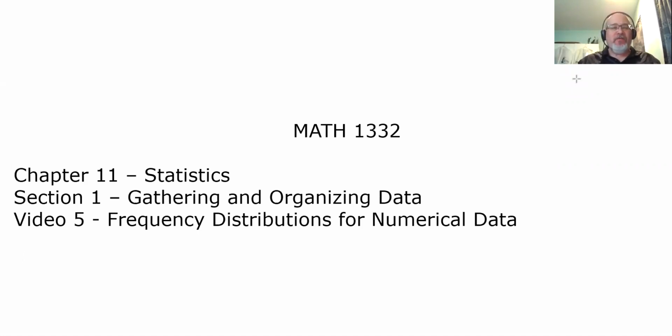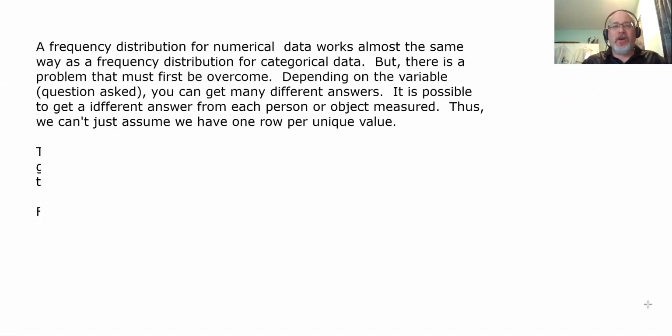Hopefully you've watched video 4 over frequency distributions for categorical data, because there are some strong similarities between how we do that and how we do this. But there are also some key differences, which we'll address right now. A frequency distribution for numerical data works almost the same as for categorical data, but there is a problem that must first be overcome.